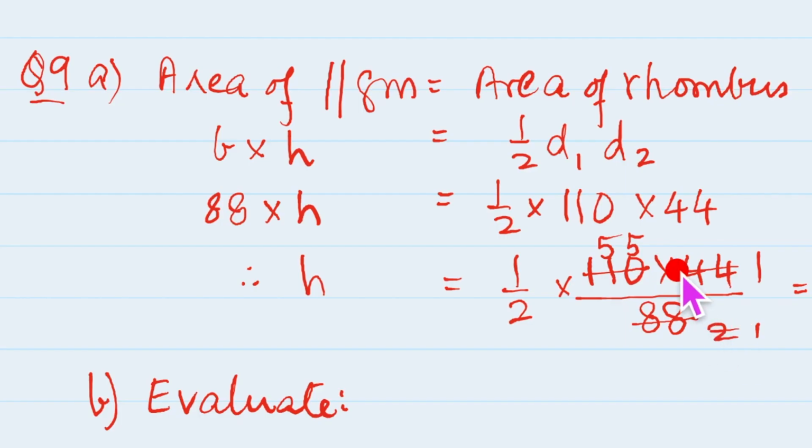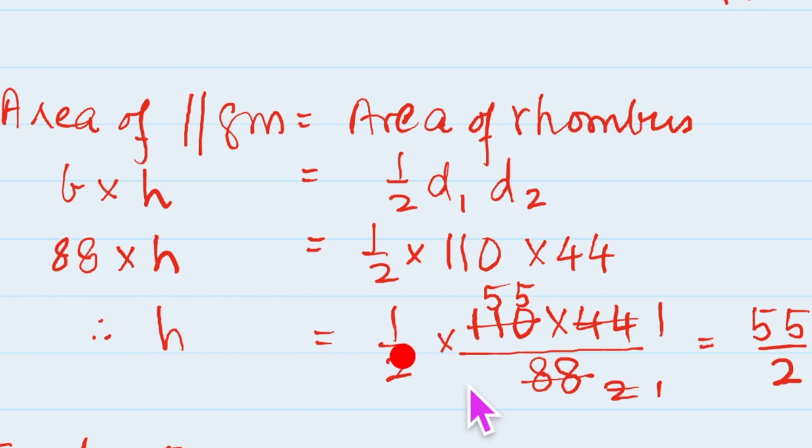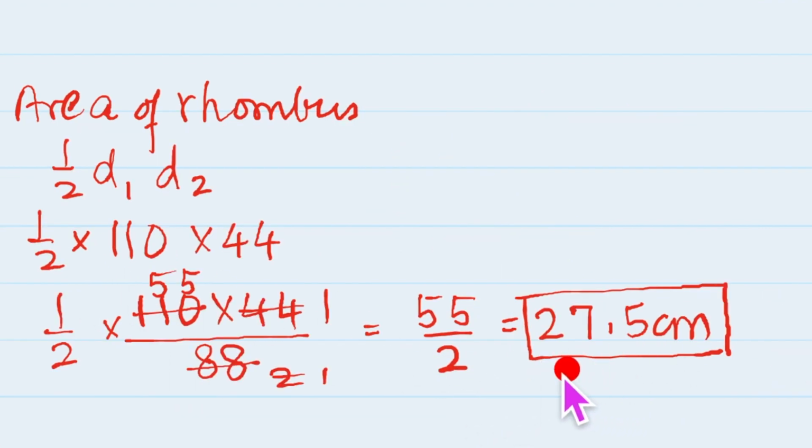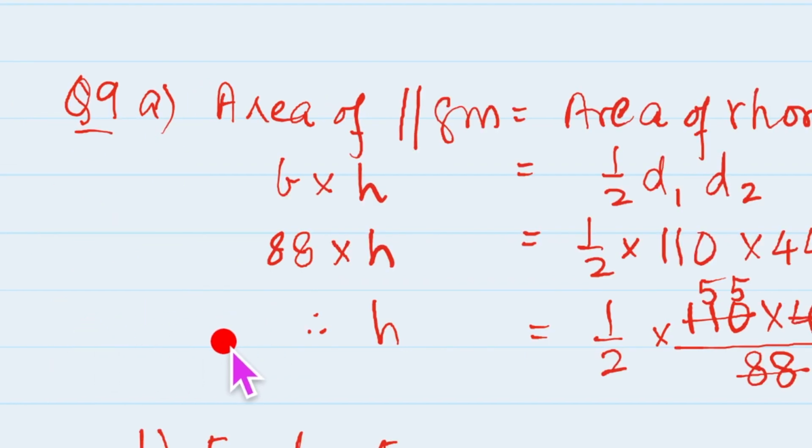So let's see how we write our steps. So here it is, area of parallelogram equal to area of rhombus, base into height equal to half d1 into d2. Just substitute the values. Keep h here, transfer 80 at that side. Calculation wise, you will get 55 upon 2. That is 27.5 centimeter. That is the corresponding altitude. Okay, so you can write here the corresponding altitude h equal to this as an answer statement.